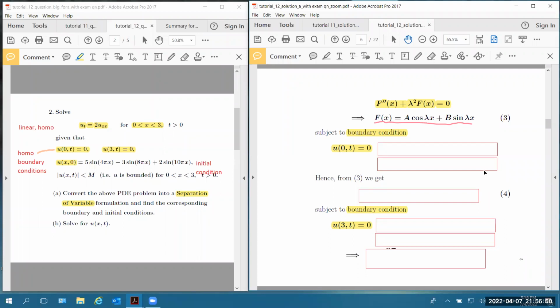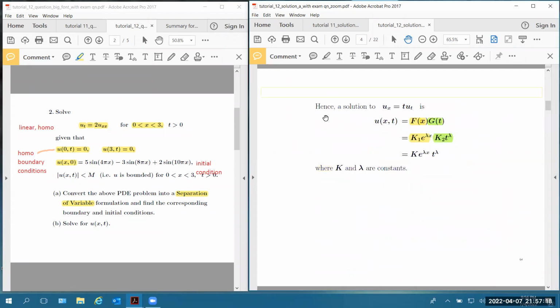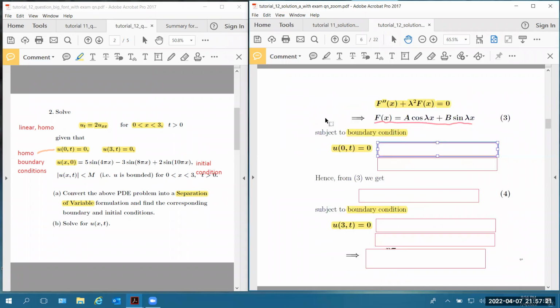So we want to use these two boundary conditions. Can we use them directly? Also cannot. Why? Because this one is u(0,t) and that is u(3,t), it's u there, but here it is f(x). So you cannot use directly, and we need to convert this. How do we do the conversion? We use u(x,t) is f(x)g(t).